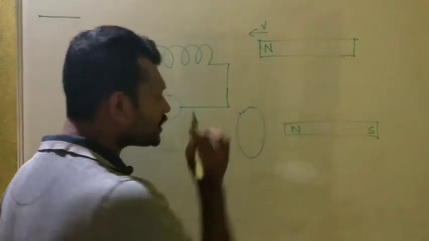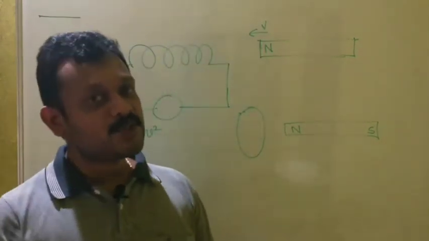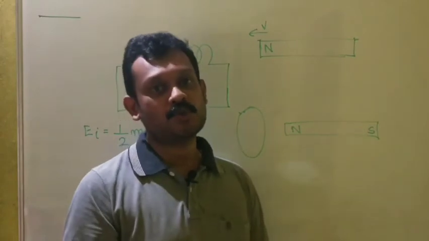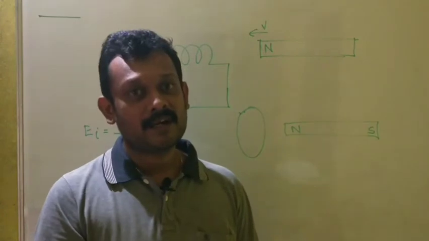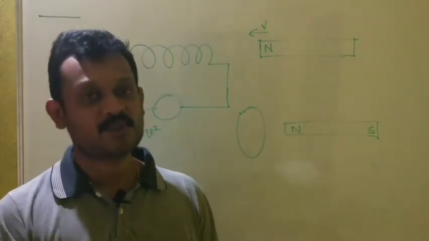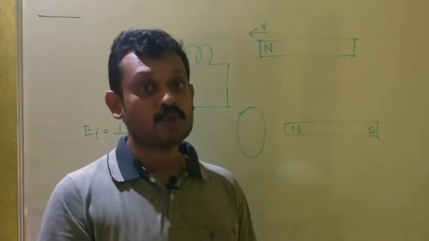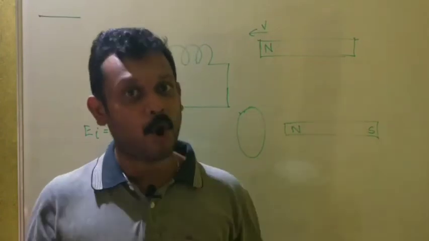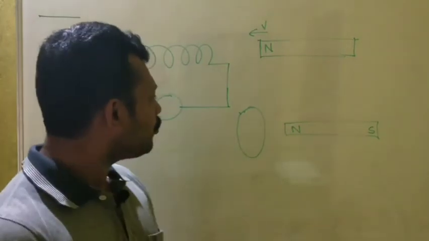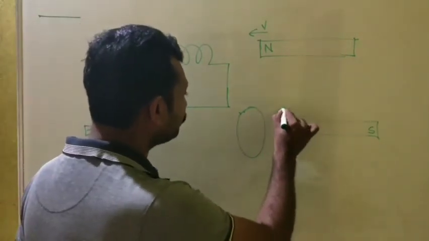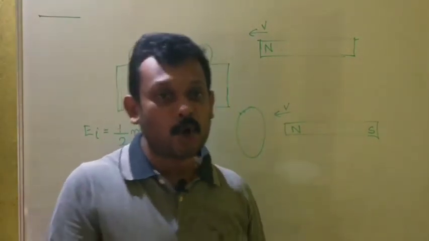Now, what does Lenz's law say? According to Lenz's law, the direction of the induced current is to oppose the cause that produces the change in flux. The direction of the induced current is to oppose what? Oppose the cause of the change in flux. Here, what causes the change in flux? The motion of the magnet. The cause that produces the change in flux is the motion of this magnet.